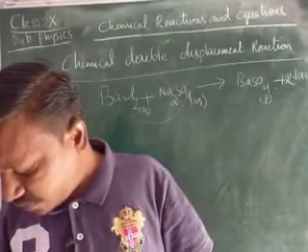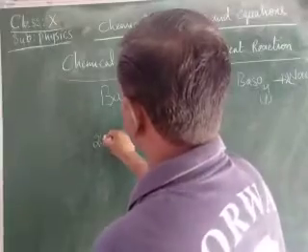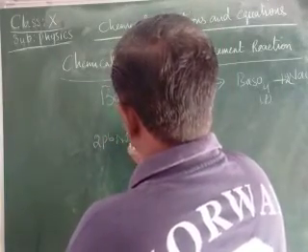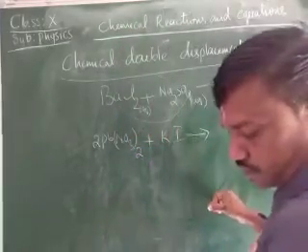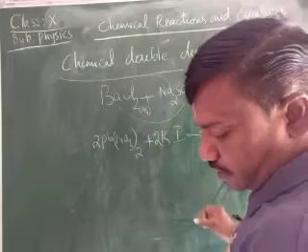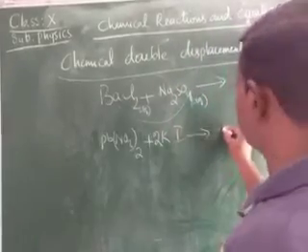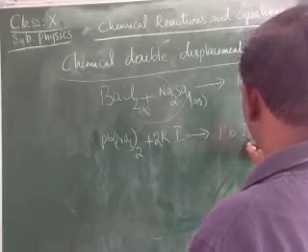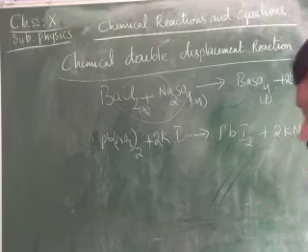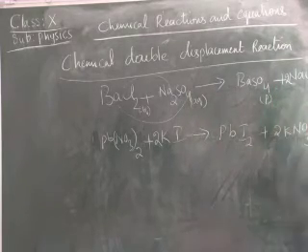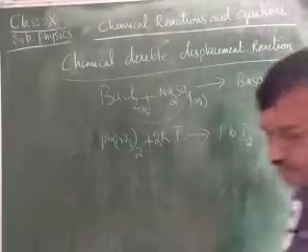Next we go with lead nitrate, Pb(NO3)2, taken first. Lead nitrate, when reacting with potassium iodide, gives lead iodide, PbI2, and potassium nitrate.